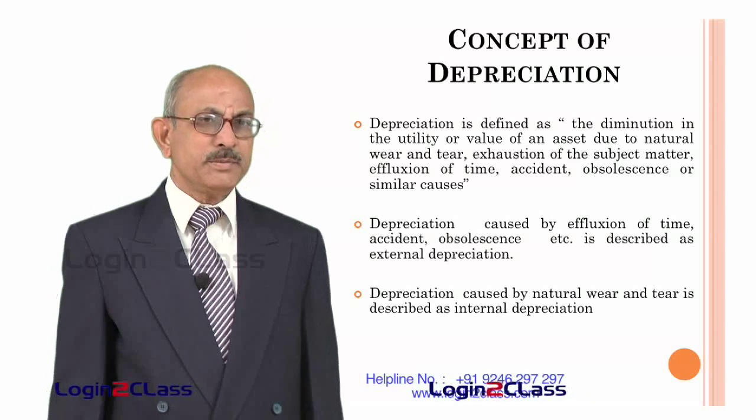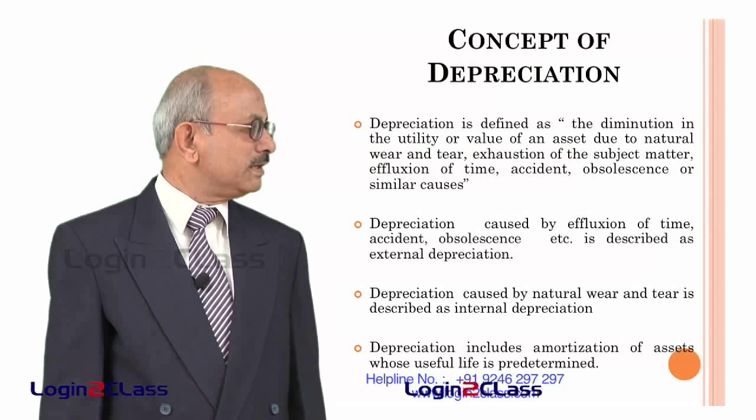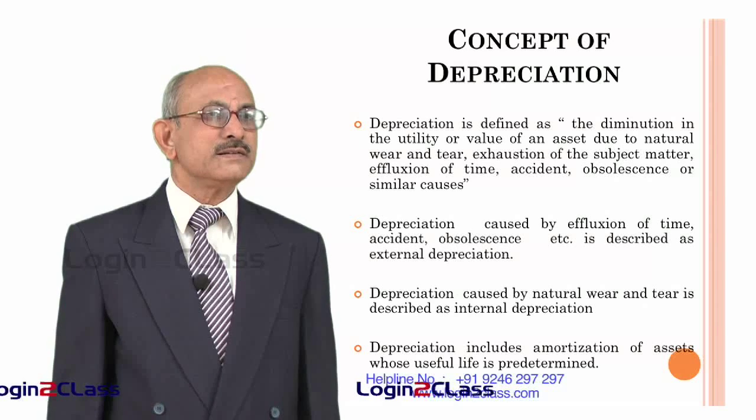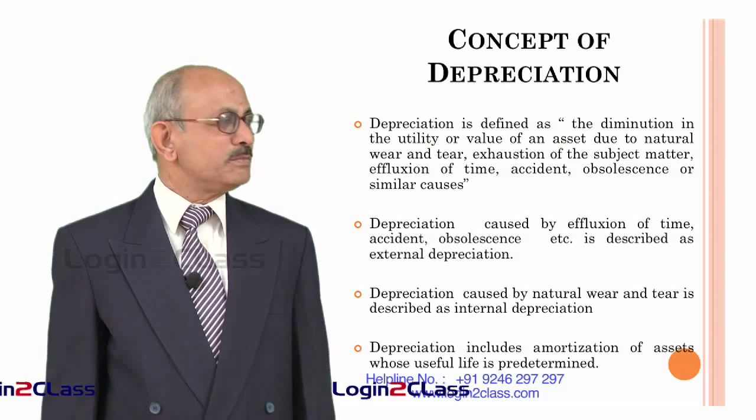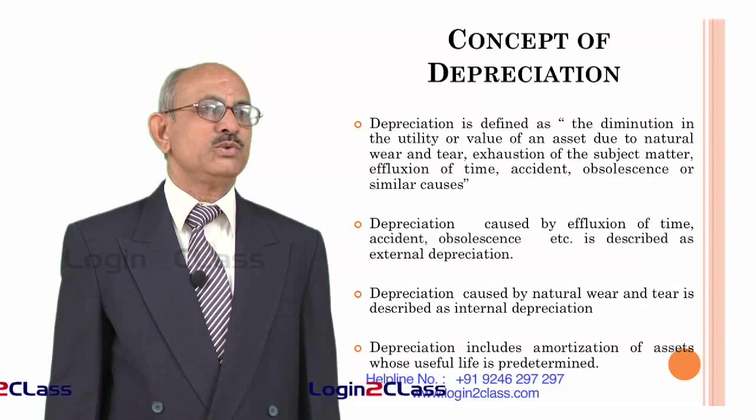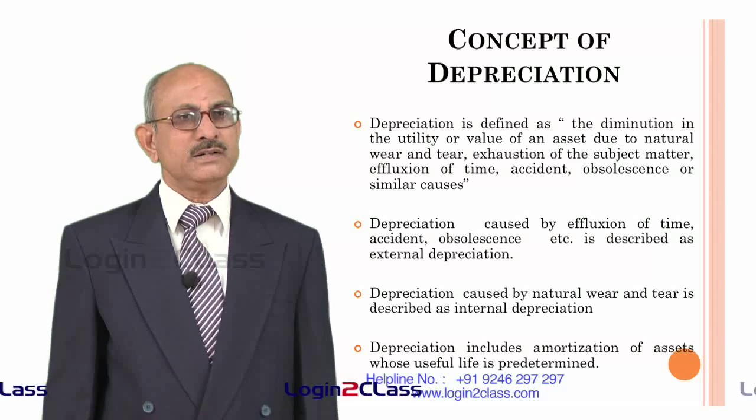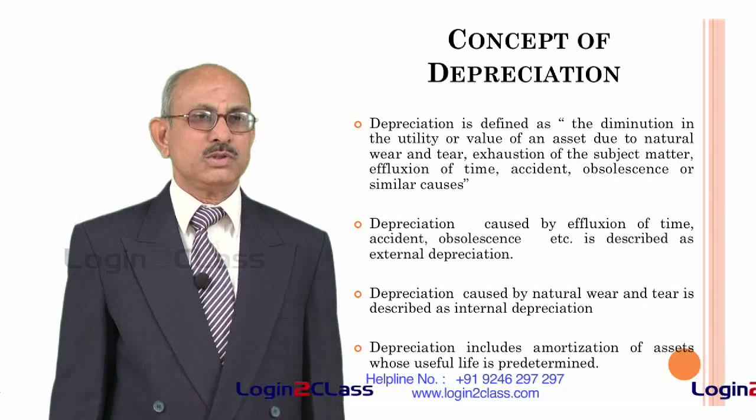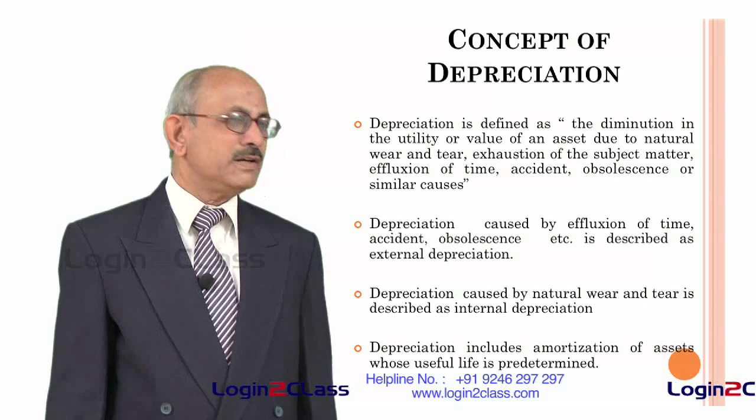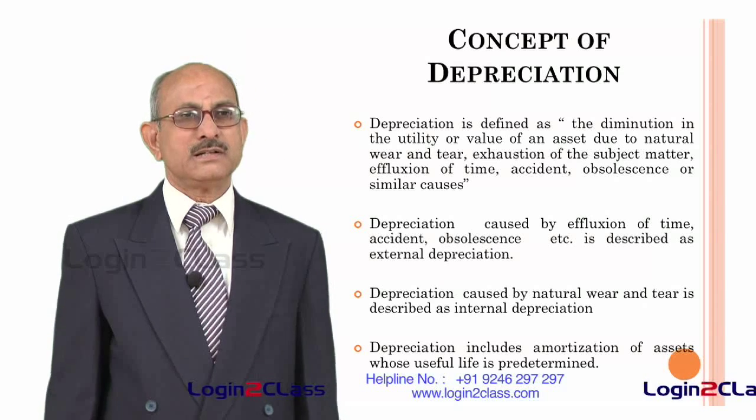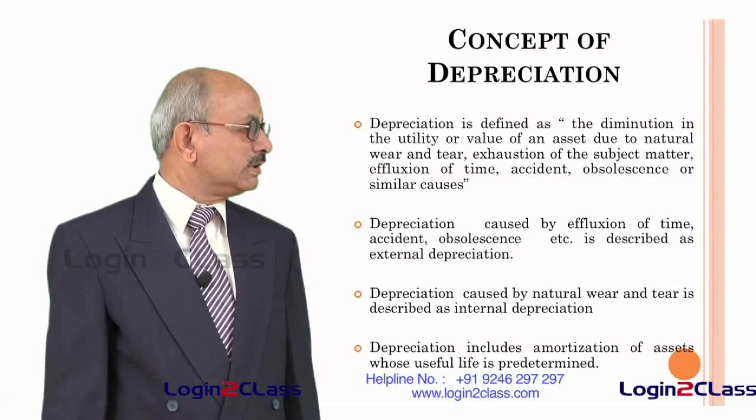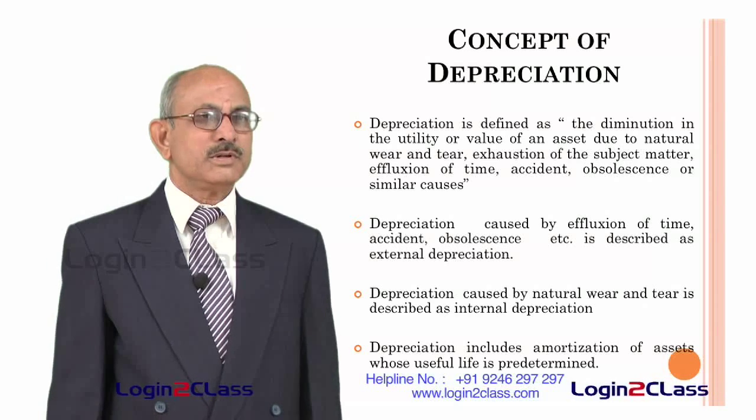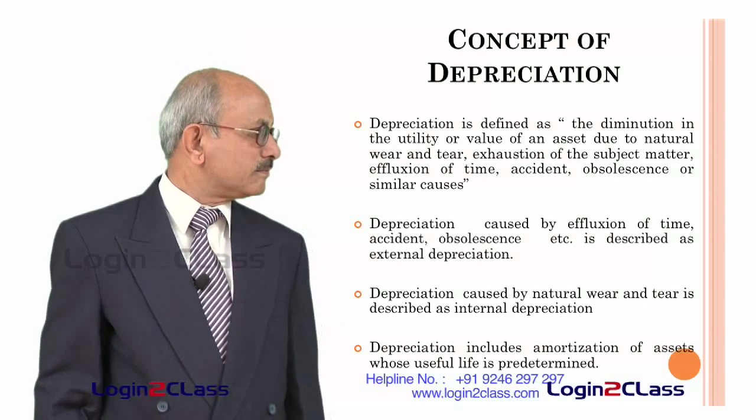And when we talk of depreciation, it normally includes amortization of assets whose useful life is predetermined. In certain cases, the life of certain assets is predetermined. So there we would like to take that value to zero at the end of that useful life. For example, when goodwill is taken as an asset, it is amortized over a period of 5 years, or whenever there are preliminary and pre-operative expenses, they are amortized over a period of 5 years. So this is called amortization of assets. So depreciation normally includes not only depreciation but also depletion and amortization.